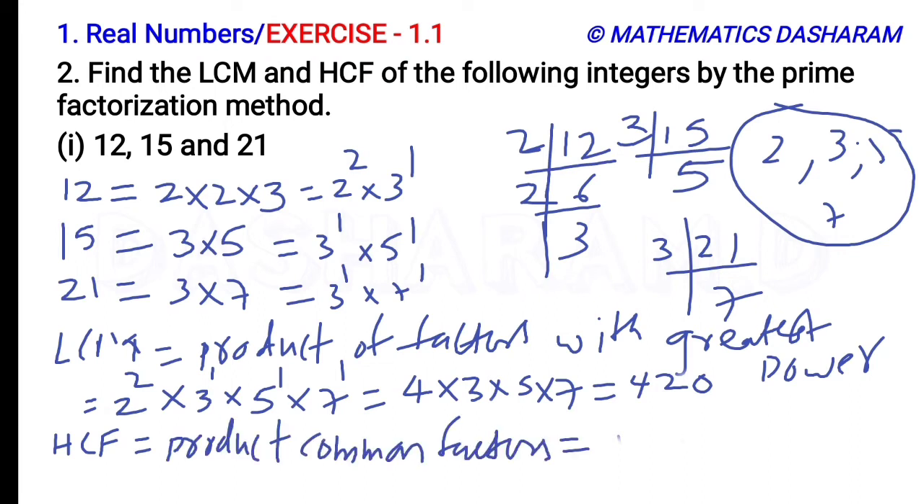Next, HCF equals the product of common factors. In these 3, the common factors are: here 2 square, but there is no 2 in the remaining. Next here 3, here 3, here 3. So one 3 is common. 5 is only in 15 but not in the other 2, 7 also the same. So only one common factor, that is 3. So HCF is 3 and LCM is 420.